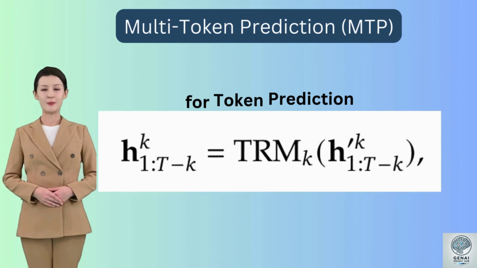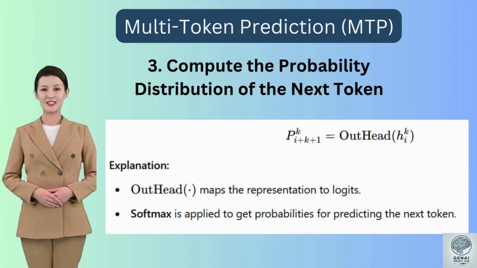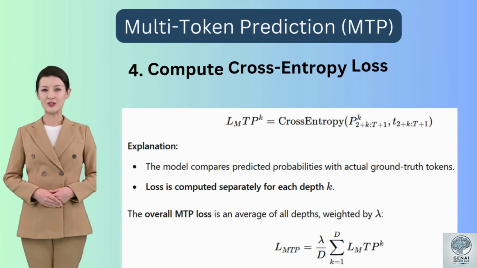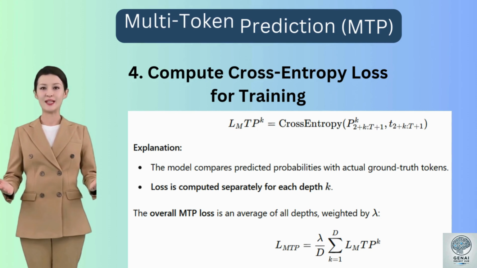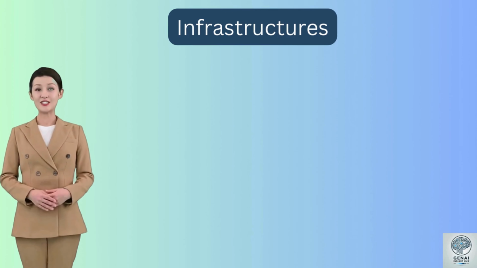3. Compute the probability distribution of the next token. OutHead maps the representation to logits. Softmax is applied to get probabilities for predicting the next token. 4. Compute cross-entropy loss for training. The model compares predicted probabilities with actual ground truth tokens. Loss is computed separately for each depth. The overall MTP loss is an average of all depths, weighted by a factor.